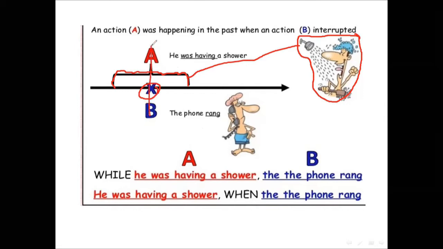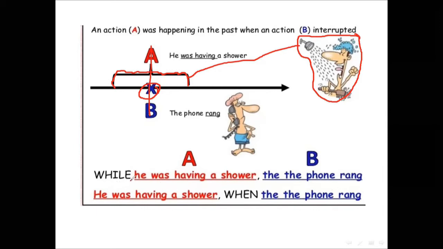Now what did the phone do? The phone rang and interrupted the long action, was having a shower. Interrupted the long action, was having a shower. Now look here at two sentences. The first one: while I was having a shower, the phone rang. The second: he was having a shower when the phone rang.